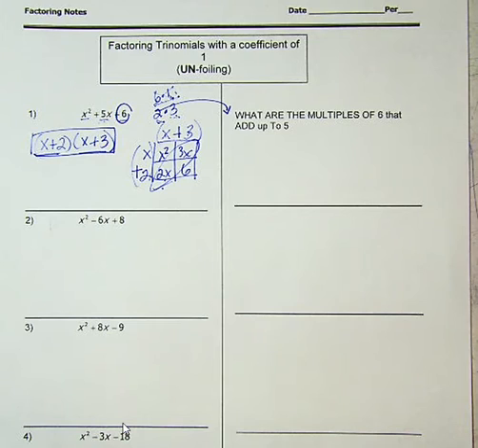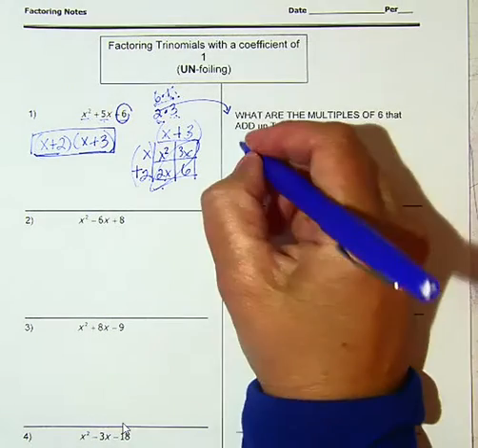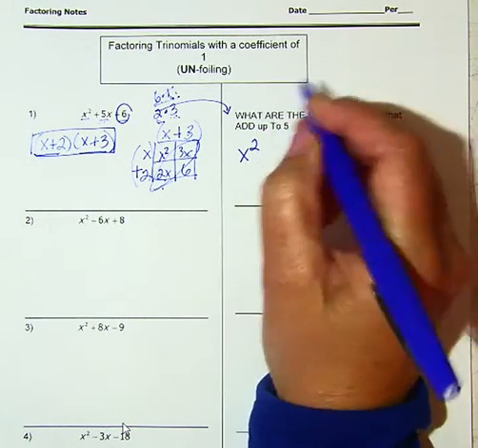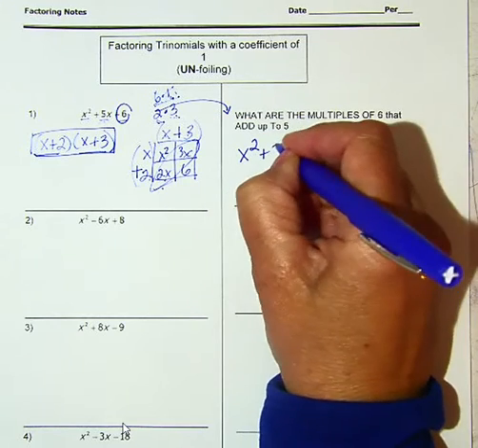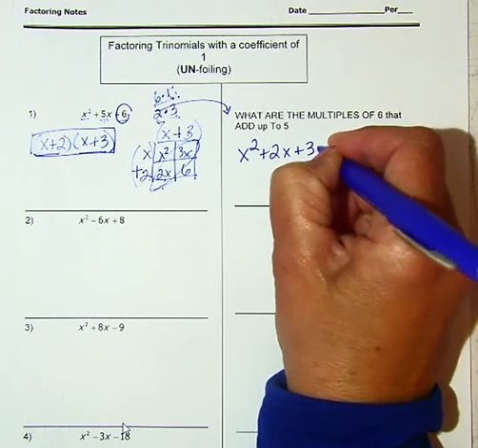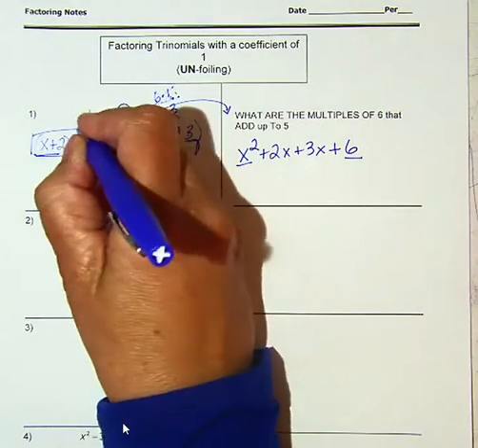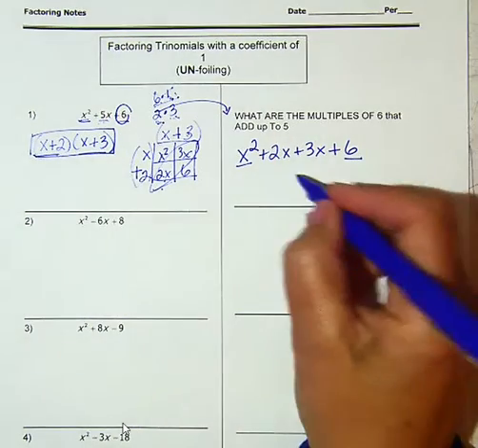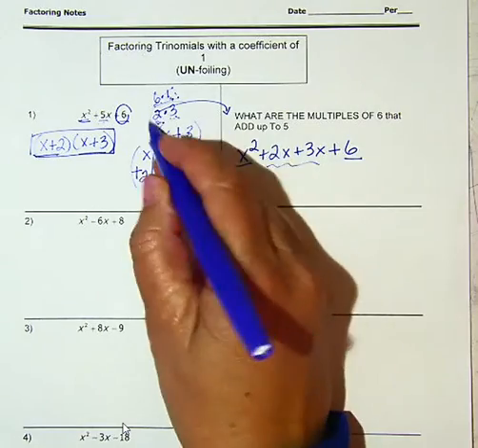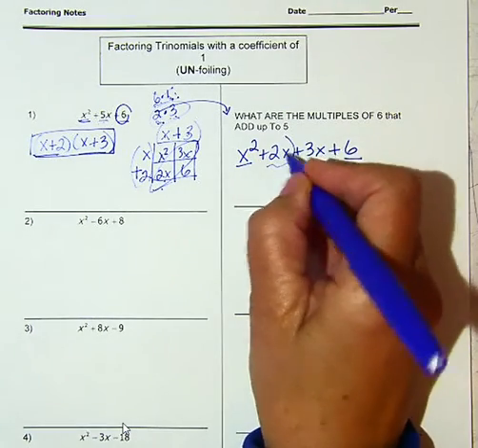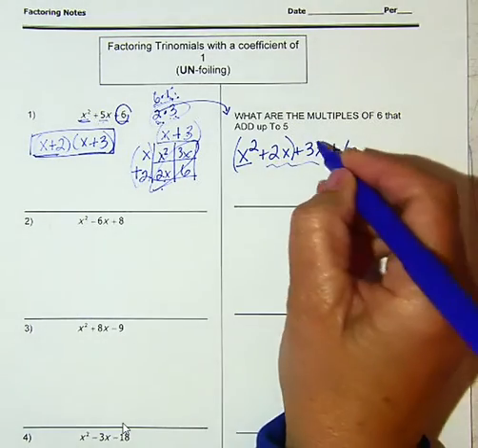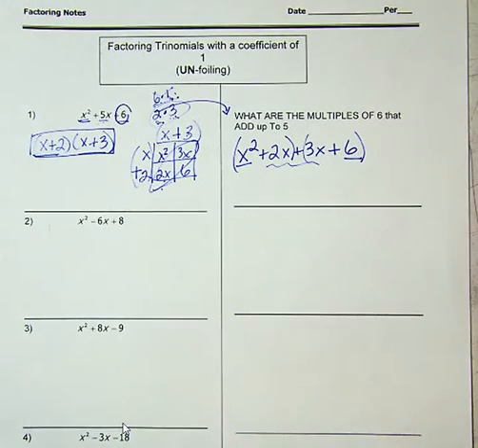If you want to do the grouping method, which is totally fine, you can do this, x squared. I know my two middle terms are plus 2x and plus 3x, and then my last one is 6. So my first and my last always stay the same. And then this one is the combination of the two middle ones up here. So then I could group. I'm going to put a blob around my first one and put a blob around my second one.